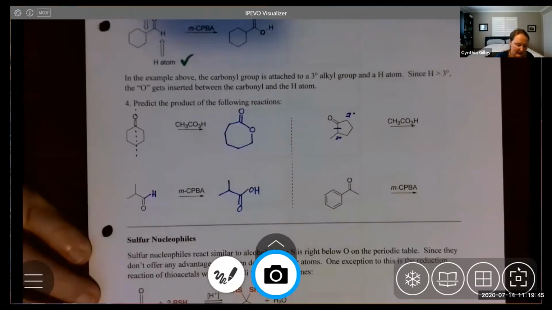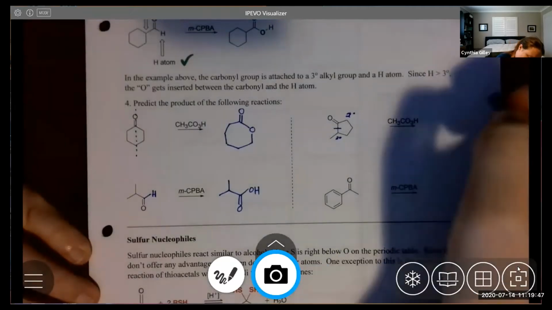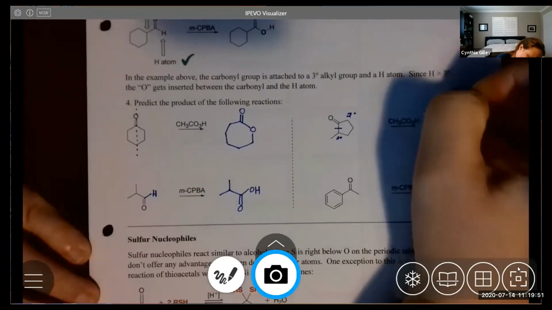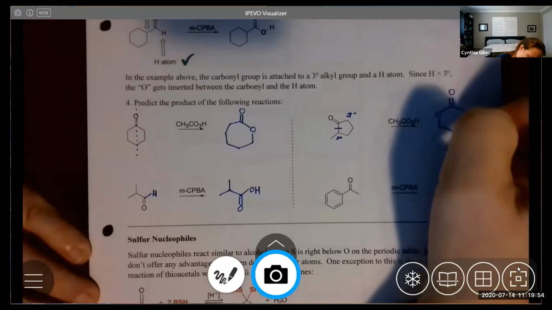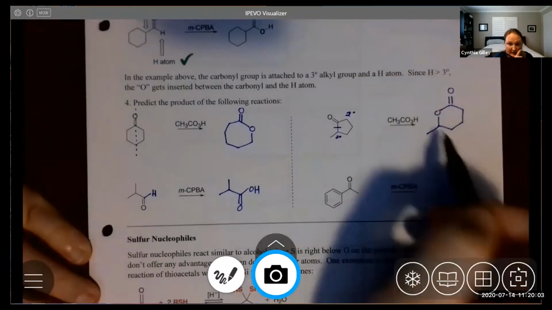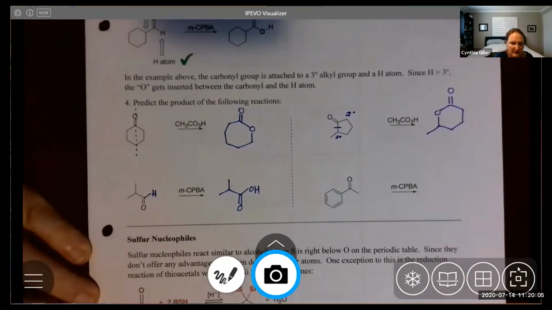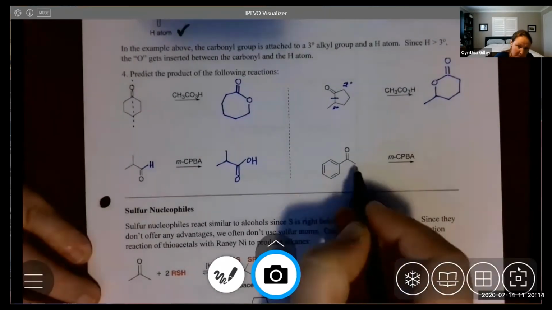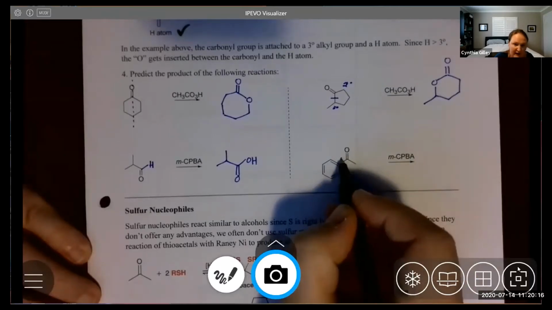Tertiary is faster than secondary. And so we will end up with a 6-membered ring because we had a 5-membered ring before. Whenever you start with a cyclic ketone, you end up with a cyclic ester, also known as a lactone, where the ring is expanded one size larger. And then in terms of what migrates faster, phenyl or methyl, phenyl is a little bit faster than methyl.